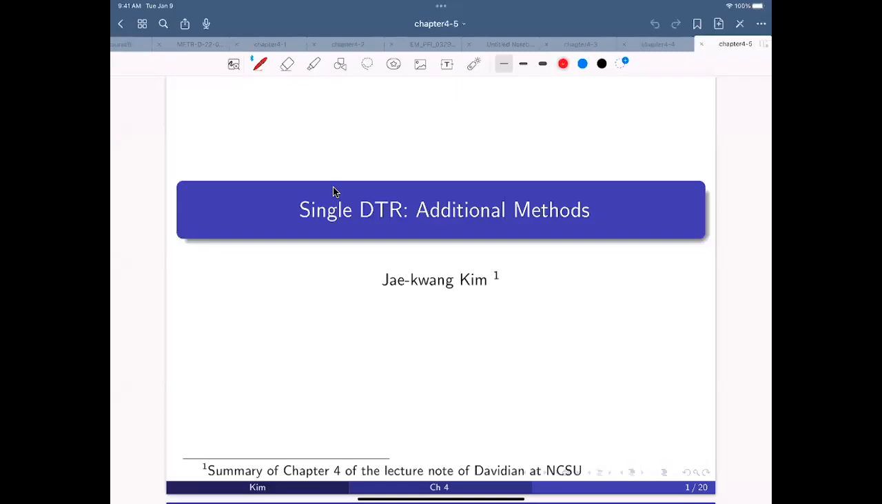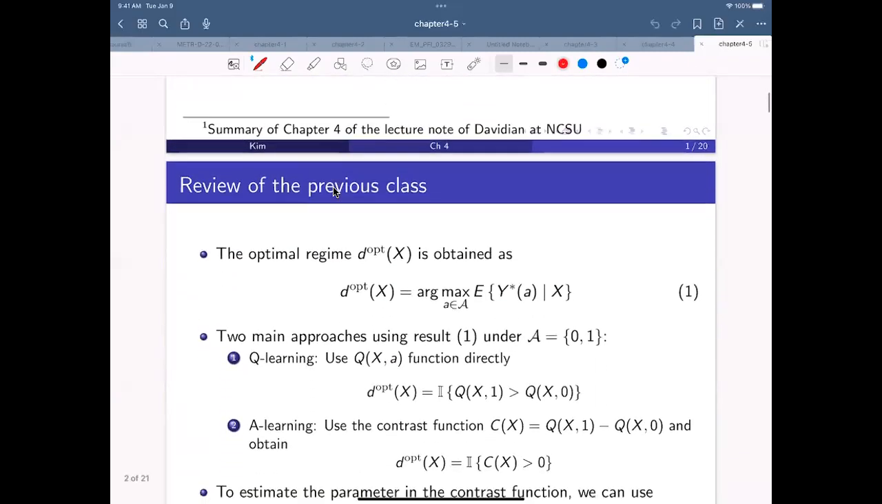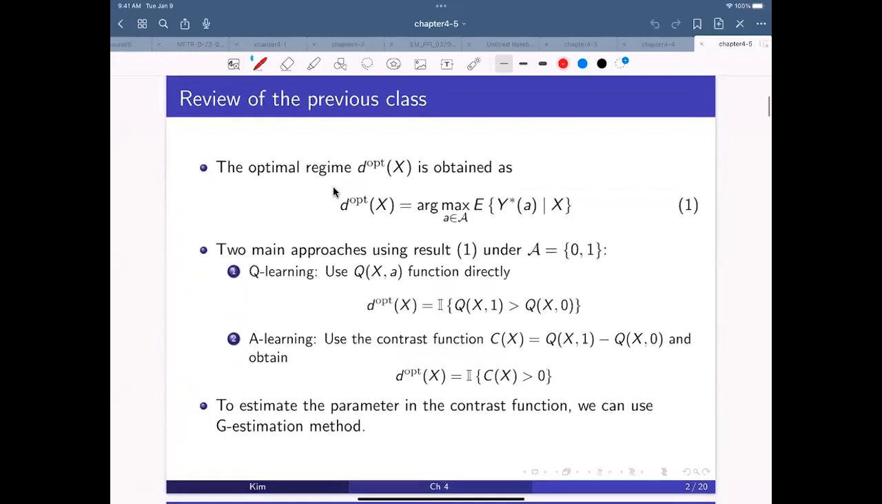Okay, so this is chapter 4. In chapter 3, we discussed that we are interested in finding the right optimal DTR. So there are two ways: one is using the definition, another one is using the result.